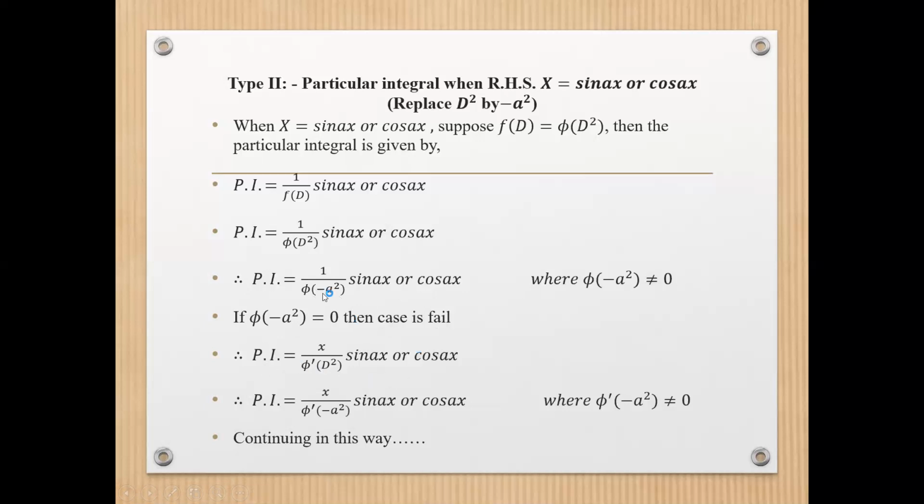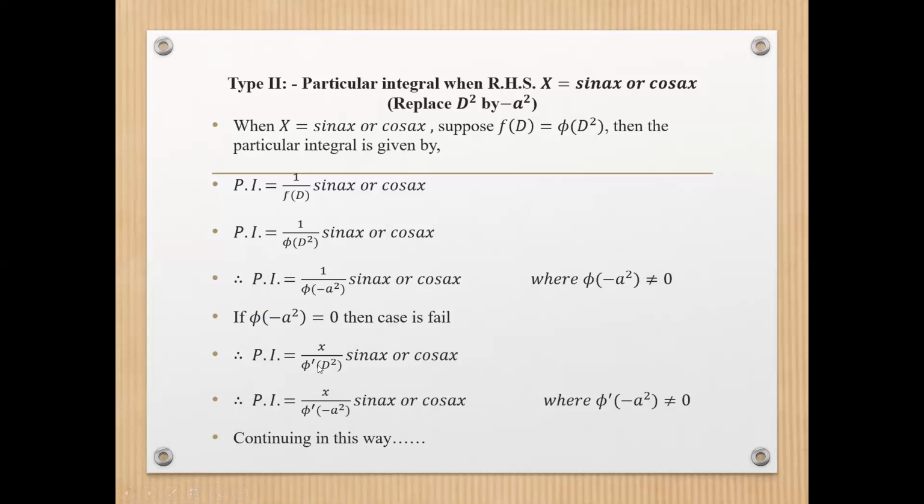Here we are assuming the denominator is 0, because phi of minus a square is 0. Then the particular integral is equal to x upon the derivative of this quantity. We do not take the derivative of a, because a is a constant; the denominator's whole quantity becomes 0 and the derivative of 0 is again 0. So we have to take this quantity, phi of D square, and differentiate it with respect to D.